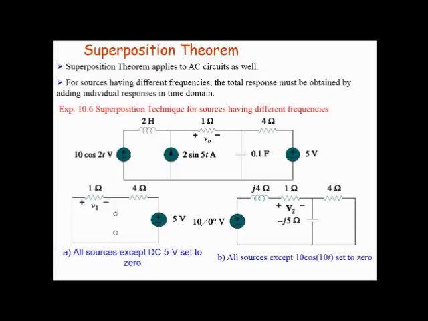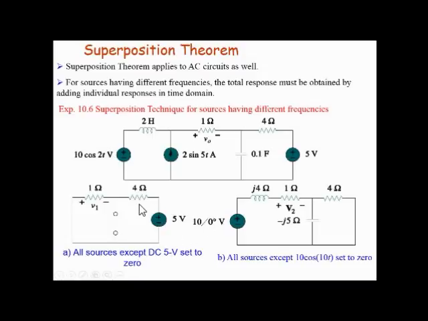Now here are some circuit diagrams. You can see the superposition theorem applies to AC circuits as well. For sources having different frequencies, the total response must be obtained by adding the individual responses in the time domain. Now, superposition techniques for sources of different frequencies: in this case we have two voltage sources, 10 cos 2t and 5 volt, and one current source, 2 sin 5t. Here we are dealing with different frequencies.